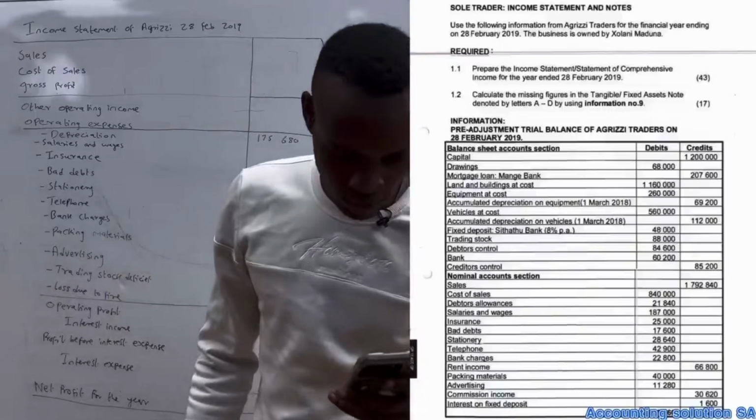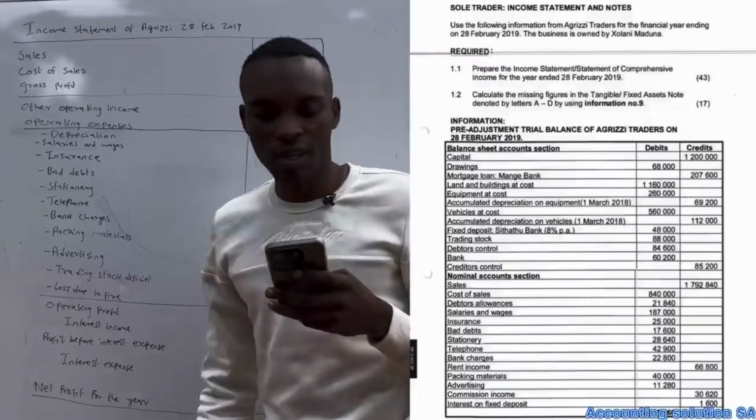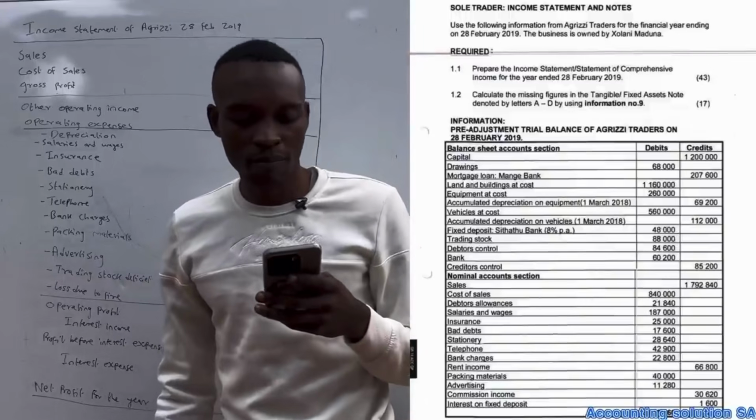So let's start. A sole trader, income statement and notes. Use the following information of Agri Traders for the financial year ending 28 February 2019, and the business is owned by Kolani Maduna.